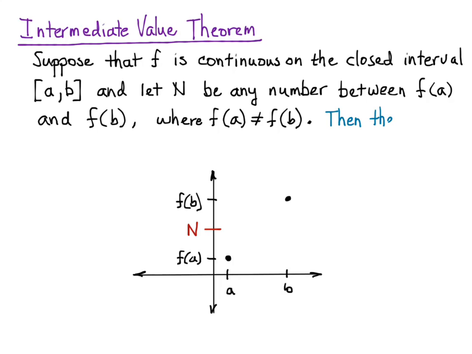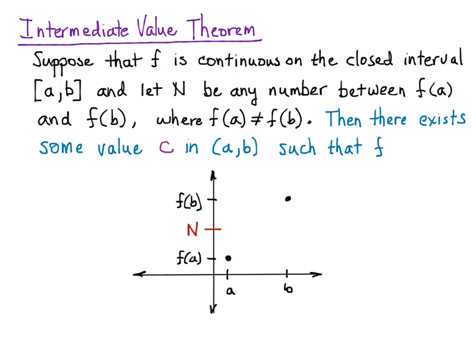So what the intermediate value theorem says is that there exists some value c within that interval A to B, and notice that's an open interval, A to B, such that f at c equals n. All right, so let me draw this. Let's say that this is a possible function. Since n is between f at A and f at B, there is some value c in between A and B that f at c equals n.